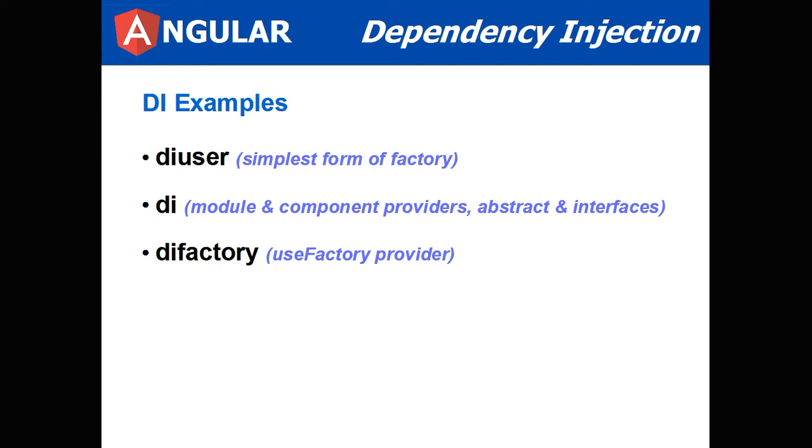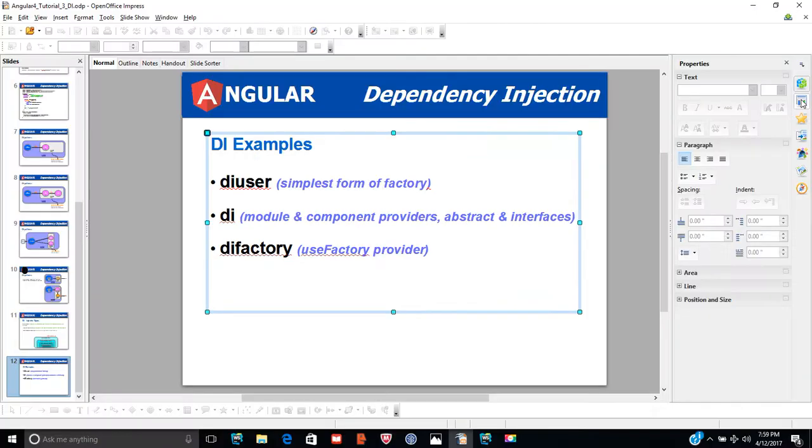So we're going to discuss 3 dependency injection examples in this tutorial. One of them is a simple form of injection using a user service and a user object. The other one looks at module versus component providers. We also discuss how to use abstract classes and interfaces when defining services that are providers. And then the last example, we'll look at a use factory provider. So let's continue.